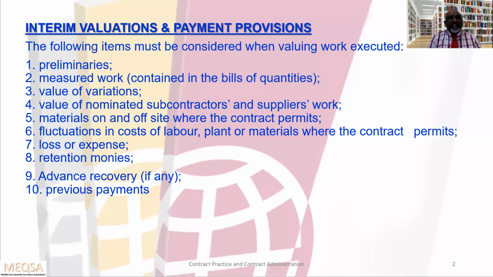Basically, we can say the following items must be considered when valuing the work executed: preliminaries, measured work, value of variations, value of nominated subcontractors and suppliers, material on and off site where the contract permits, fluctuation in cost of labor, plant or material where the contract permits, loss or expenses, retention money, advance recovery, previous payment.